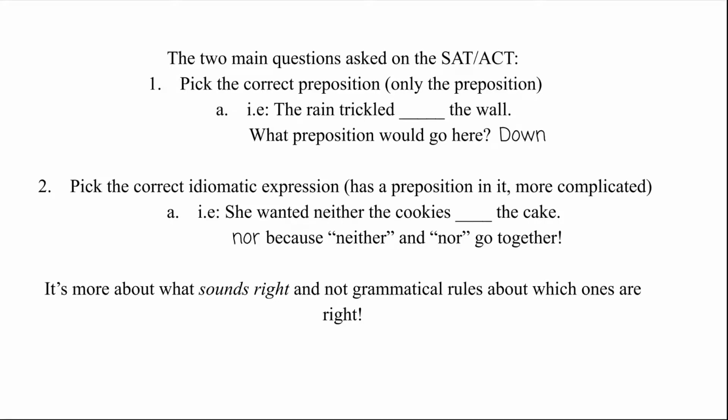And the second type of question is they're going to have you pick the correct idiomatic expression. Like Hayden was saying, this isn't really like hit the hay or raining cats and dogs. It's more like the examples that she was giving, either or, neither nor, etc. This is a little bit more complicated because it may have a preposition in it. It's not just picking the correct preposition. So, for example, she wanted neither the cookies, underlined portion, the cake. You would have to recognize that since you have neither here, you have to use nor, you shouldn't use or, because neither nor go together as an idiom.